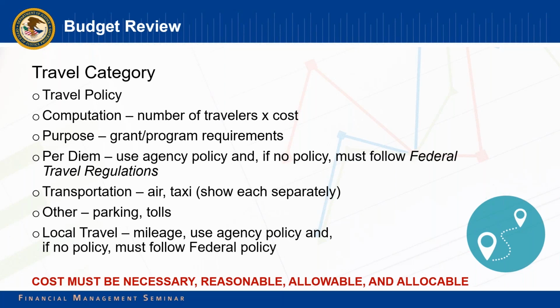Now, what we're looking for in a travel category, we want to see your computations. We want to know how many people from your organization are actually traveling. We want to know how this travel requirement or travel that you have included in your budget supports your particular grant program. Again, you need to let us know what per diem rates you're using. And then you want to list out each item in the travel category separately. When I say each item, you need to show a separate line item for transportation, a separate line item for lodging, a separate line item for meals, a separate line item for local travel if you're using local travel. So you want to make sure you list all of that out.